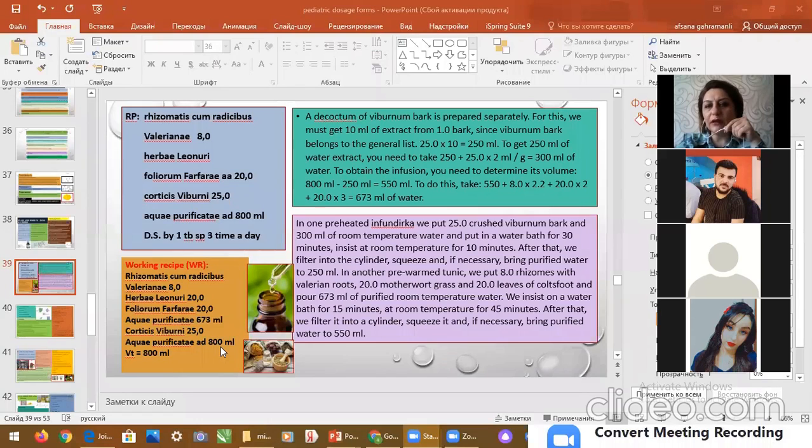But in our calculation we calculate how much water we must take for preparation of this solution. In result, we calculate that we must take 673 ml of water and add after until 800 ml. Understandable this prescription? Yes, teacher. To understand this prescription, you must repeat how we prepare infusum, my dears.